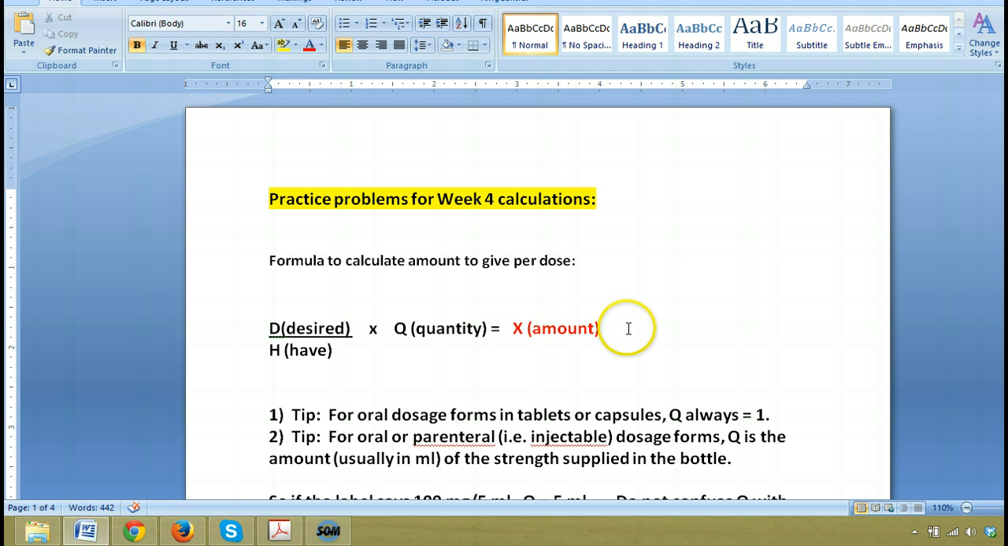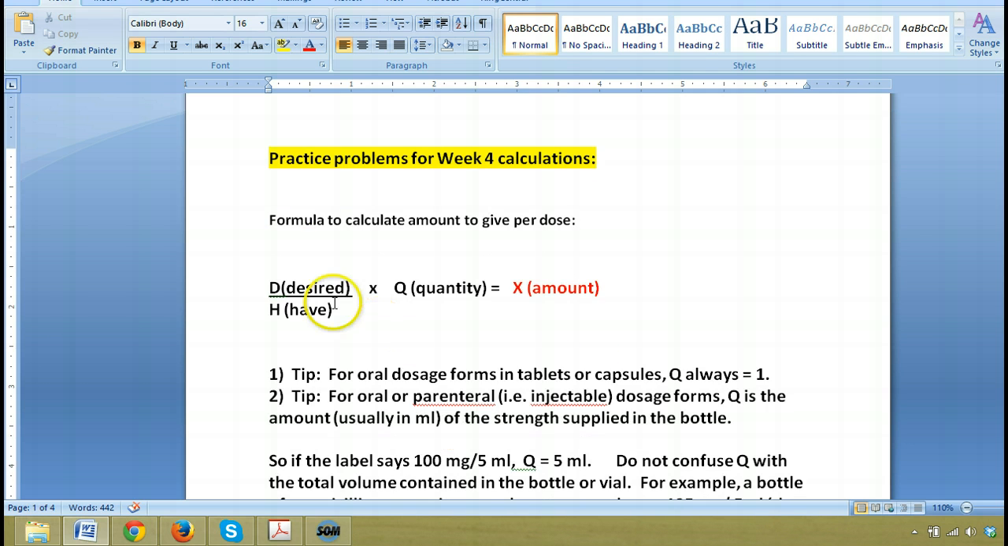So for example, if you have a prescription or a drug order for ibuprofen 400 milligrams given every 4 hours as needed for pain, 400 milligrams. How many tablets are you going to give? This is the formula you're going to use. And I think it will make more sense what these letters mean when I go through some sample problems.